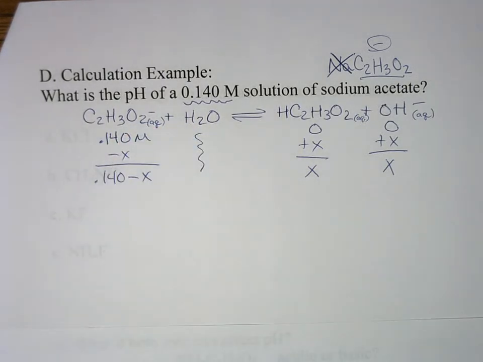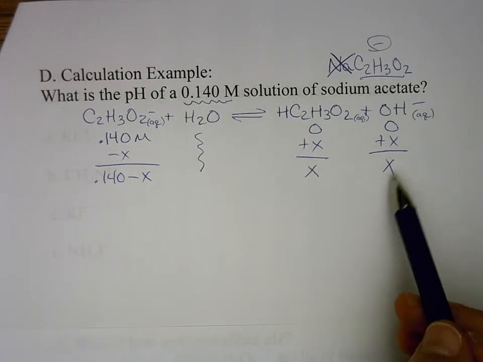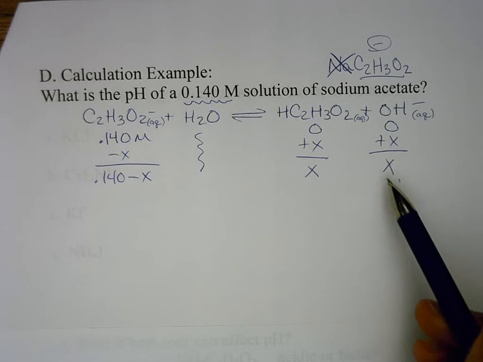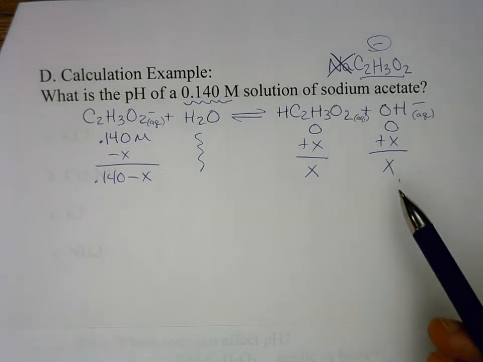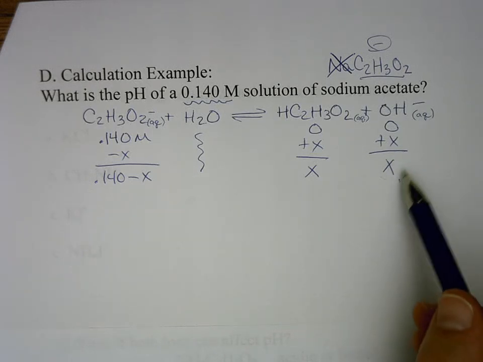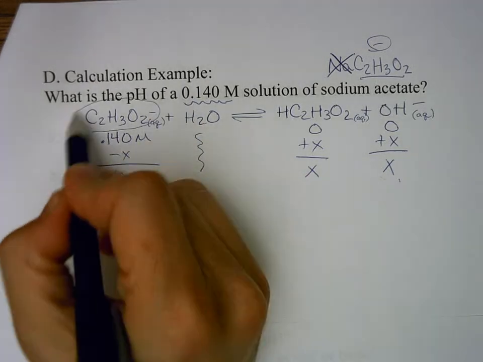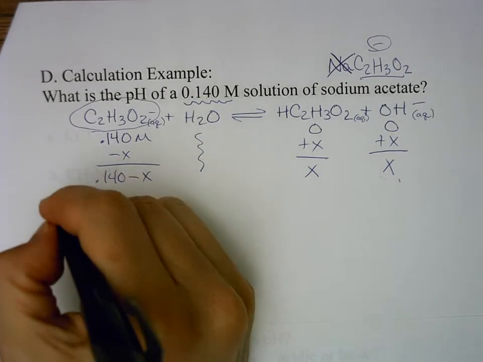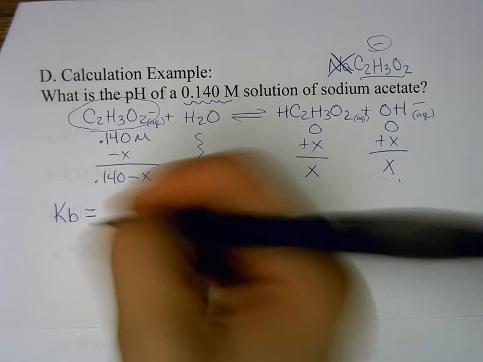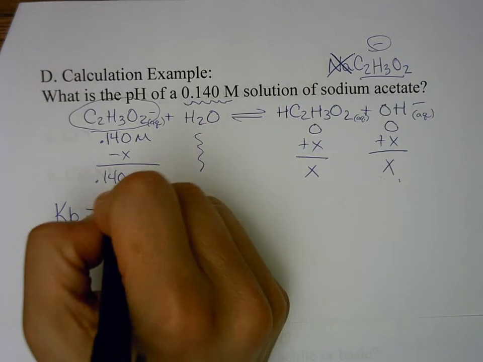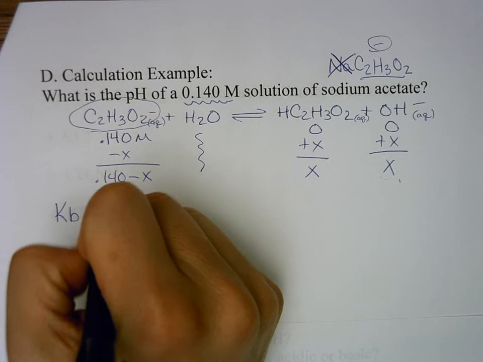I want to solve for the pH. So I know if I get the hydroxide ion concentration, I can solve for the pOH and subtract it from 14 and get the pH. So I can go ahead and set up an equilibrium expression based on the acetate ion. It's a base, so I have to set it equal to Kb. Kb is equal to x squared over 0.140 minus x.